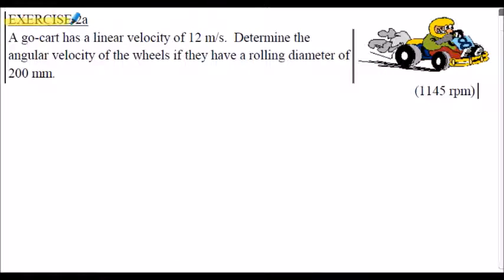Exercise 2A. A go-kart has a linear velocity of 12 meters per second. We're asked to determine the angular velocity of the wheels if they have a rolling diameter of 200 millimeters. The answer is shown in the bracket here in revs per minute. I would encourage you to stop the presentation, attempt this question, but I'll show you the full solution on the following slide.